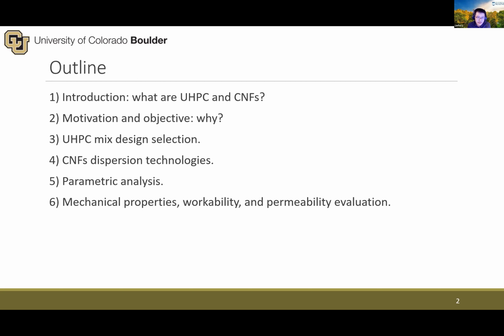After figuring out the dispersion technology, we did some parametric analysis, trying to compare different variables in the mix. And finally, we made a direct comparison with a pure UHPC sample, looking at the mechanical properties, workability, and permeability.